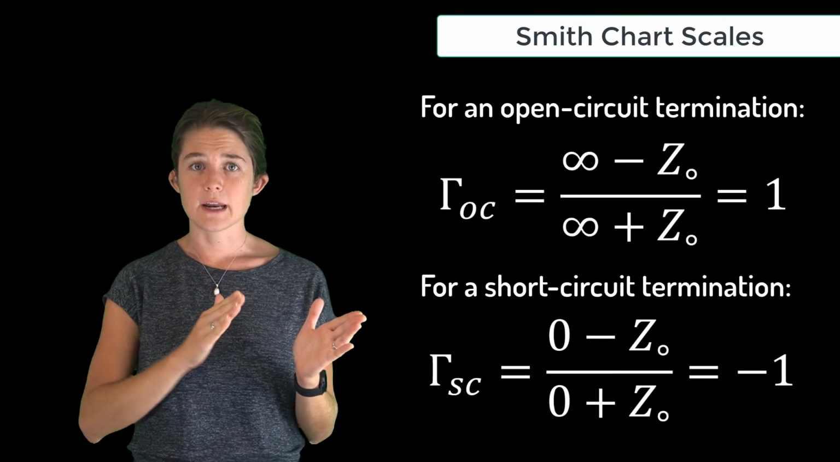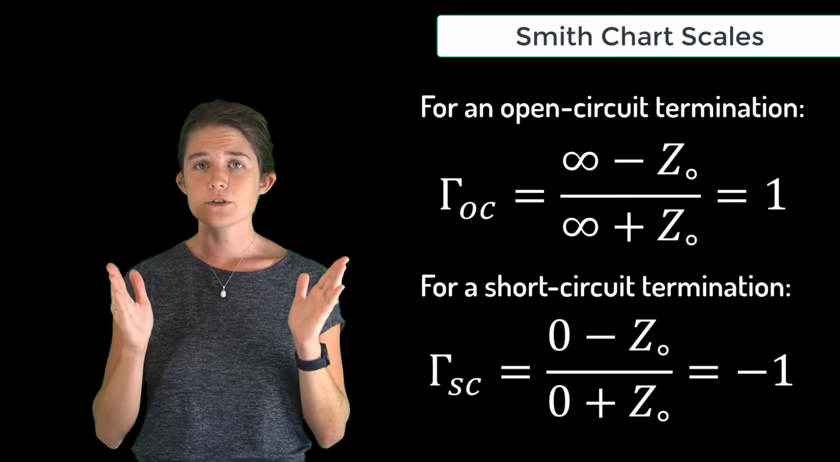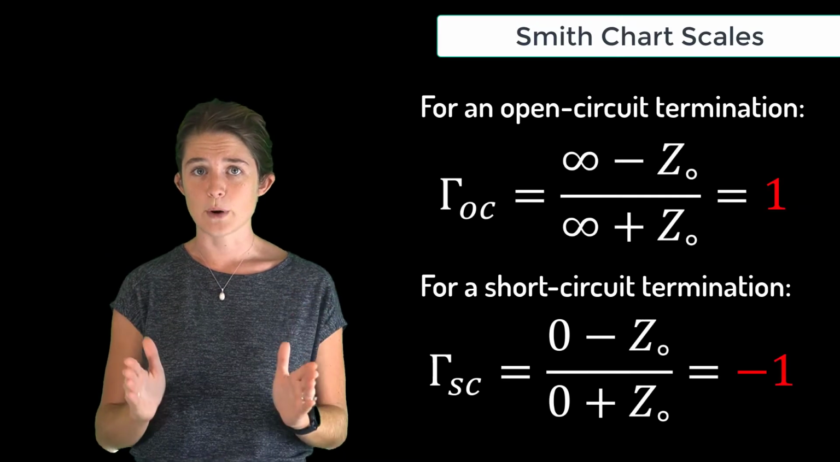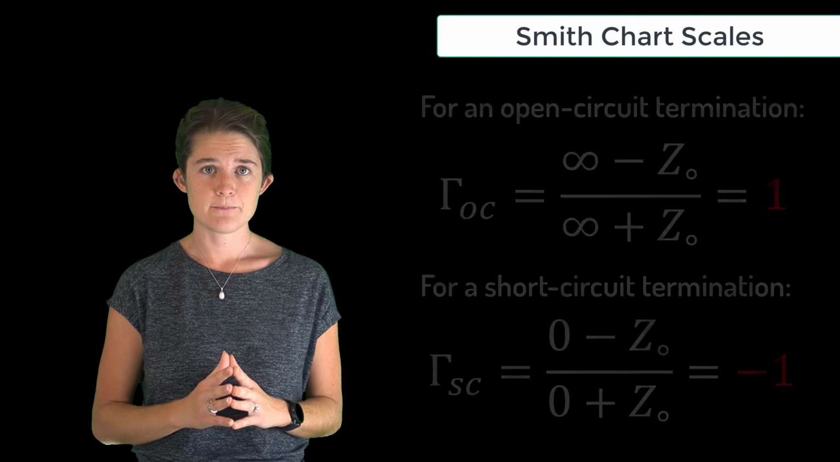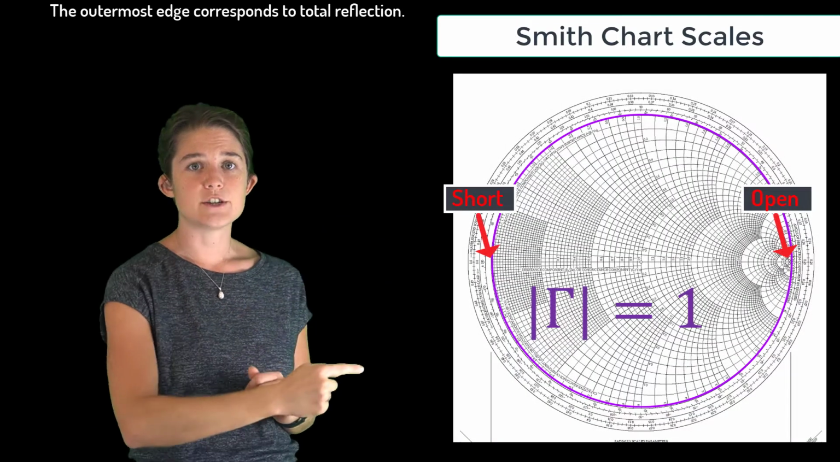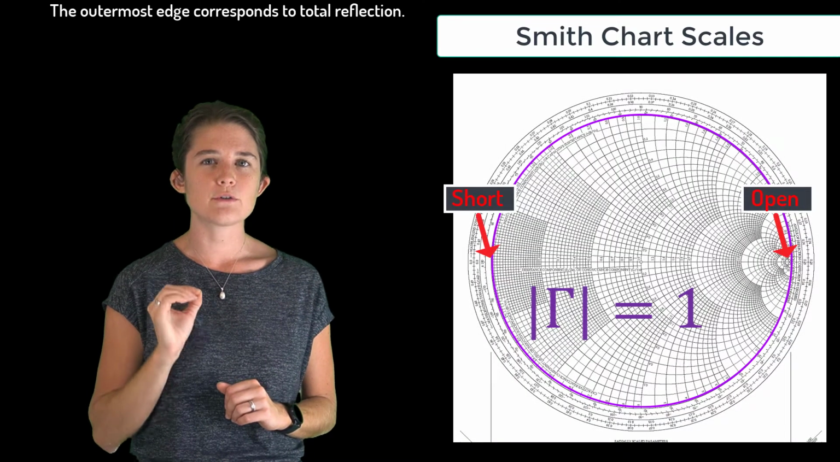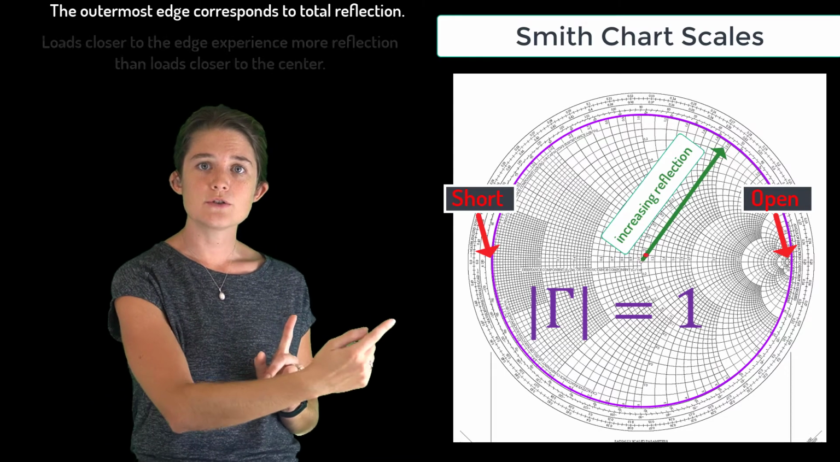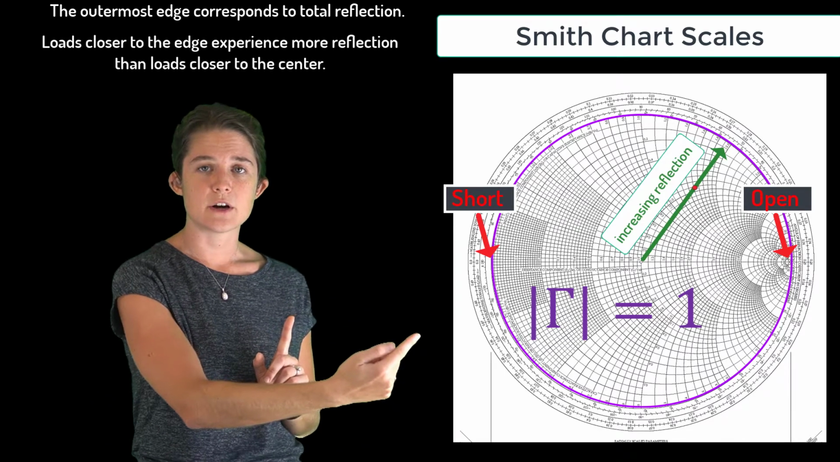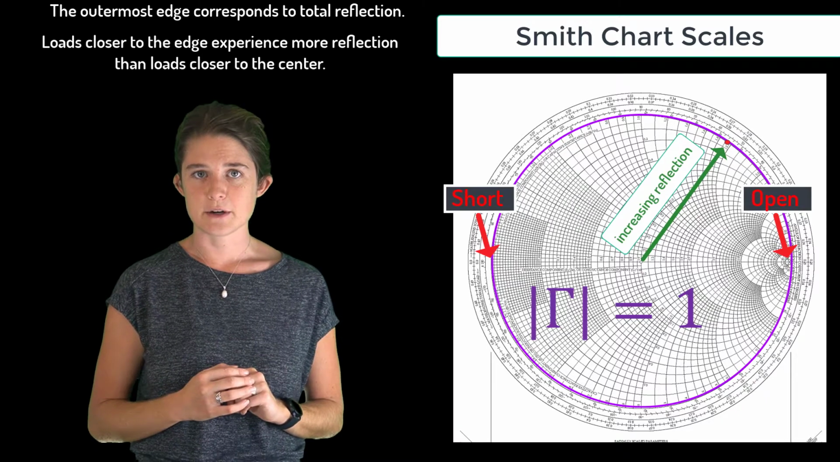Both open circuit and short circuit terminations result in gamma having a magnitude of 1, which corresponds to total reflection of the voltage wave. The outermost edge of the Smith chart corresponds to total reflection, where the magnitude of gamma is 1. The closer a load is to the edge of the Smith chart, the more reflection it experiences.